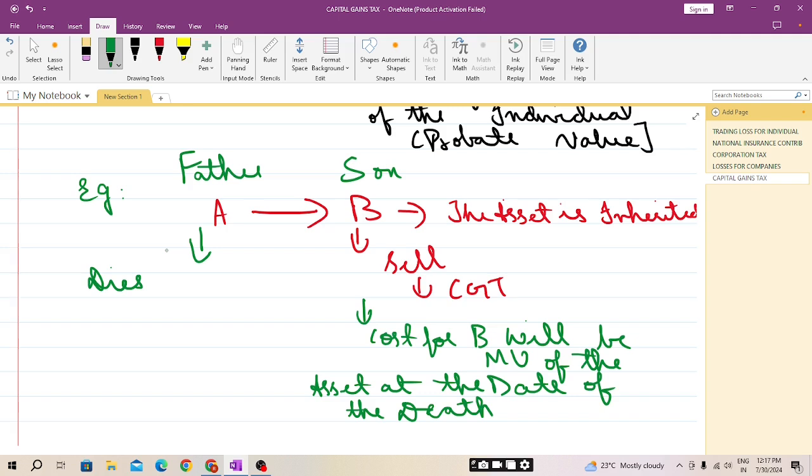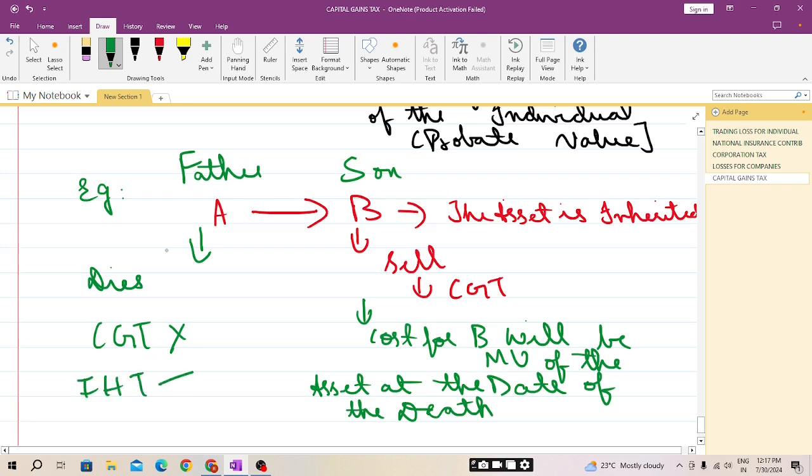So in that case, students, the assets which are transferred on the death, when he dies, whether CGT will be applicable for A? No, students, CGT will not be applicable. It will be covered under inheritance tax. CGT, no. IHT will be charged. I hope this is clear.